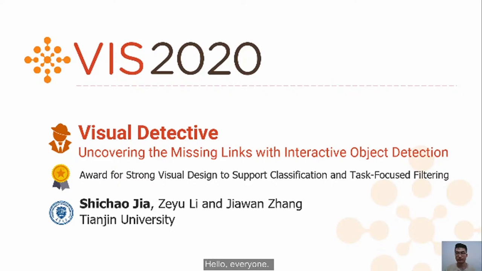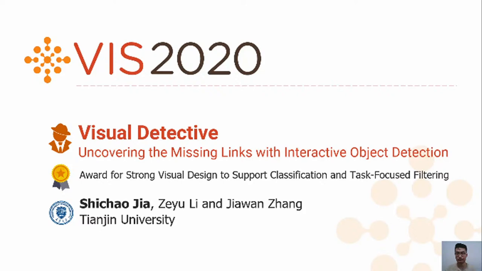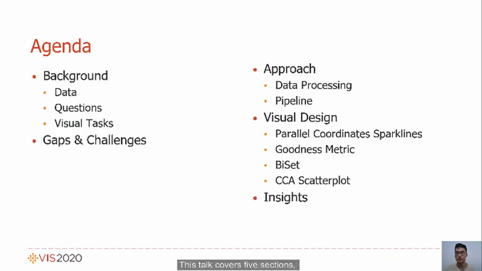Hello everyone, my name is Shichao Jia. I'm going to present our work called Visual Detective, the solution to the VIS Mini Challenge 2. This work is done in collaboration with Zeyu and my supervisor, Jiawan Zhang. This talk covers five sections, including the background, gaps, and challenges, our visual analytics approach, the visual design, and finally, the insights we discovered.